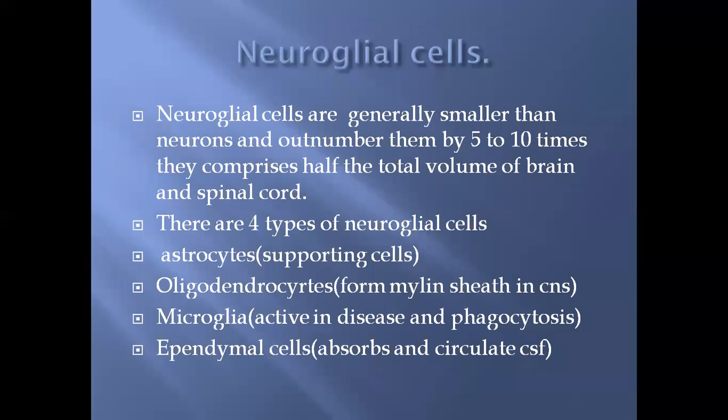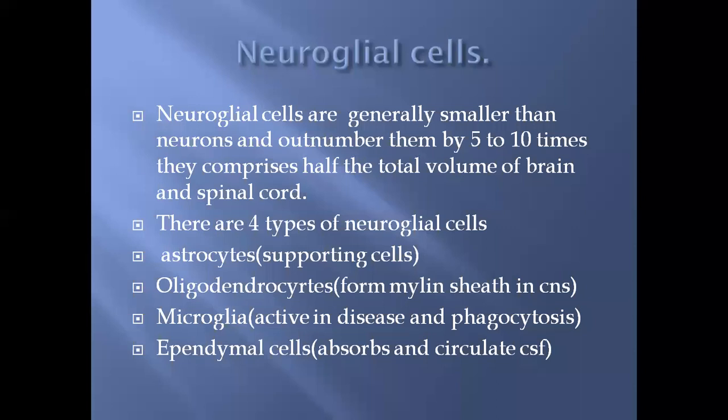Again, the summary of neuroglial cells: they are generally smaller but outnumber neurons by 5 to 10 times, and they comprise half of the total volume of the brain and spinal cord. There are four types. Astrocytes are supporting cells and help in formation of the blood-brain barrier. Oligodendrocytes form the myelin sheath in the central nervous system. Microglial cells are active in disease and the process of phagocytosis. And ependymal cells absorb and circulate the CSF.